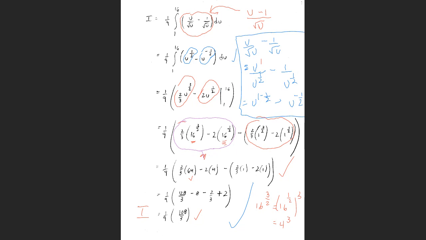All right, very good. Well then, let me go ahead to the next page. The answer, when you take 1/9 times 108/3, is going to equal 4. So that is the answer.